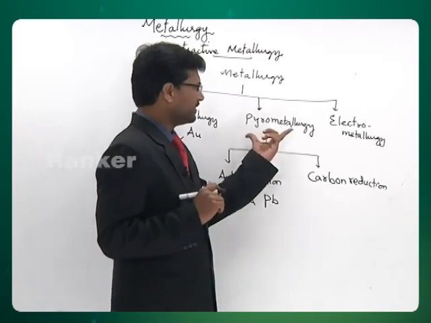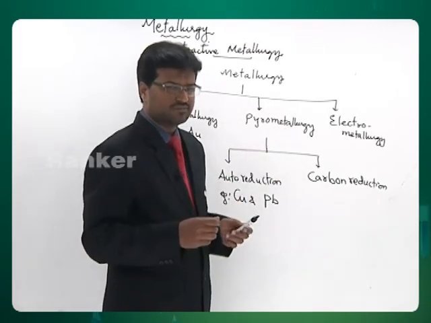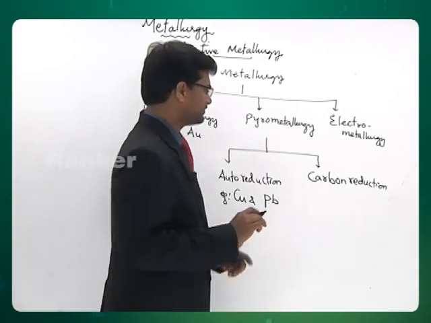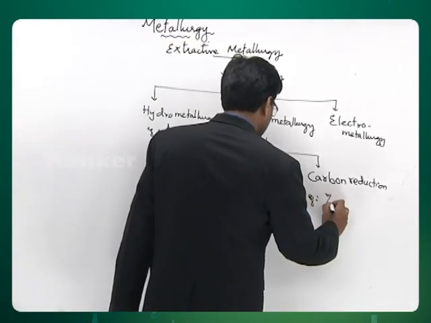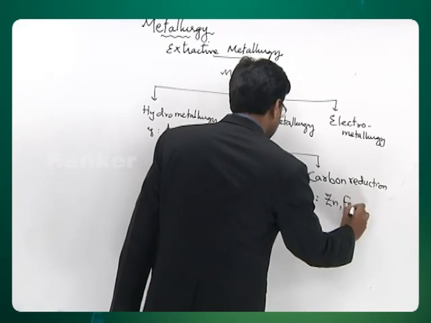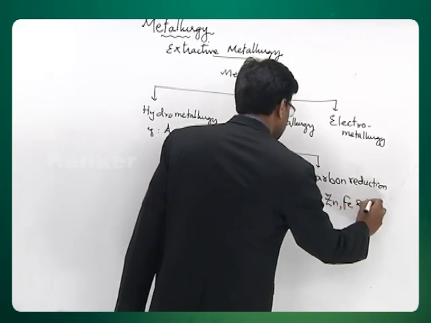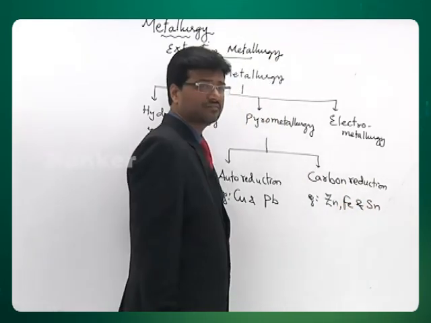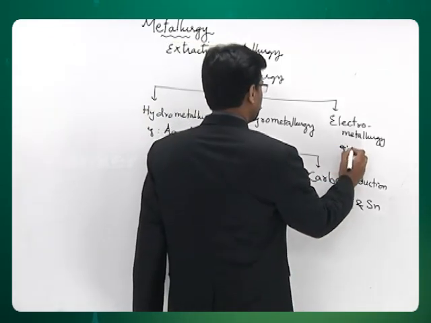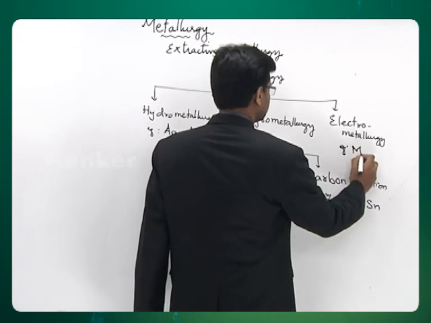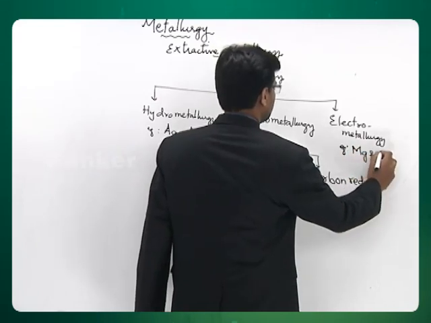These two come under pyrometallurgy because we subject the ore to high temperature. Here we will be learning about extraction of zinc, iron and tin. These three cases we are going to discuss under carbon reduction. Under electrometallurgy, we will be talking about magnesium and aluminium.